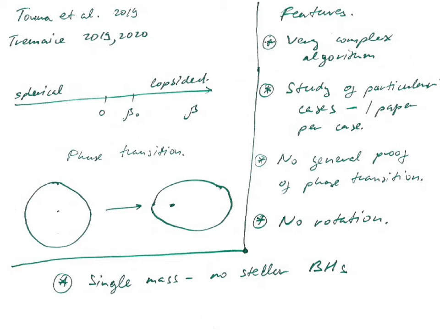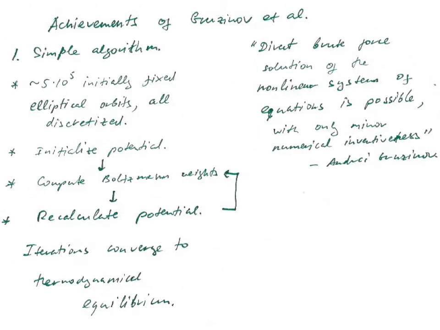Now, this is a great achievement, but there are still some things to do. First of all, Tremaine and Tremaine's algorithms were quite complex. They had to study particular systems and particular cases and published about one paper per case. As a result, they gave no general proof for this phase transition, just found it numerically. Another direction that needs improvement is that they included no rotation in their analysis, and of course, clusters are rotating. And finally, of great interest for people in this conference, they considered only single mass clusters, and their clusters had no stellar mass black holes. So all of these things were addressed in our paper.